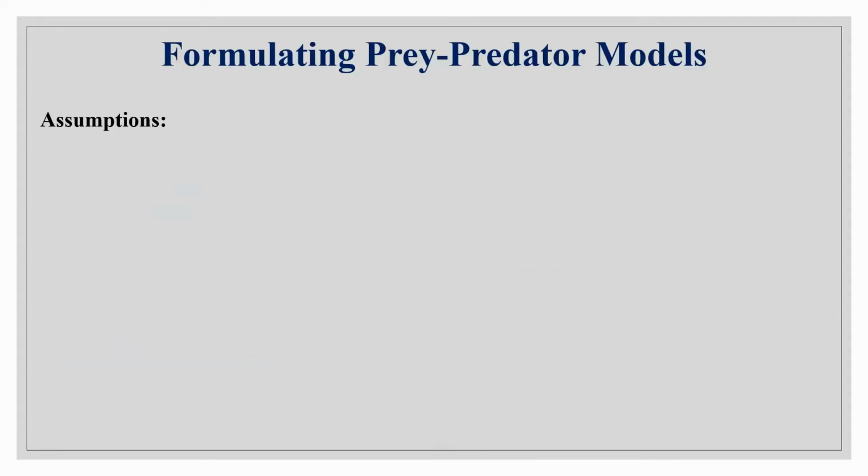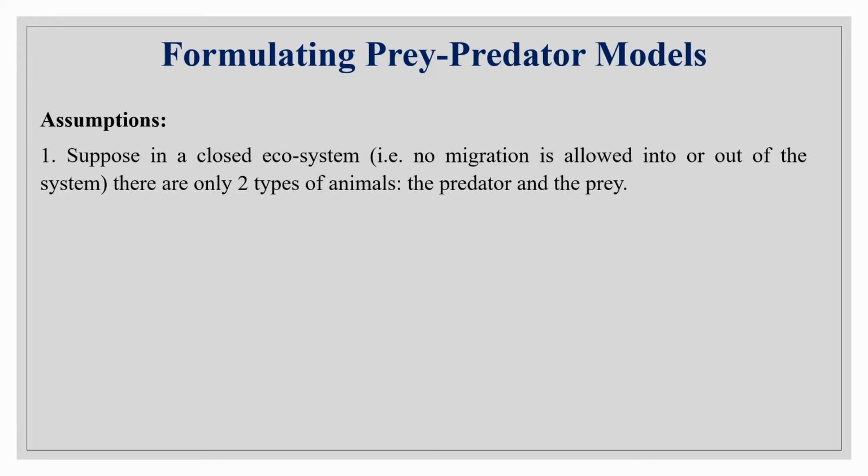Now for formulating the prey-predator model, it is obvious that we should make some assumptions, then only can we formulate a prey-predator model. So what is the first assumption? Suppose that in a closed ecosystem there are only two types of animal, the prey and the predator. This is the first assumption.